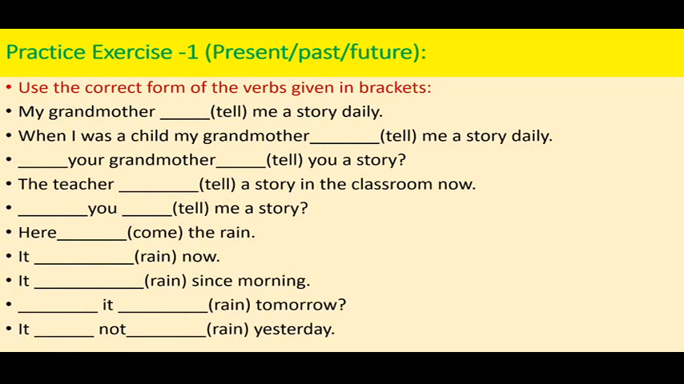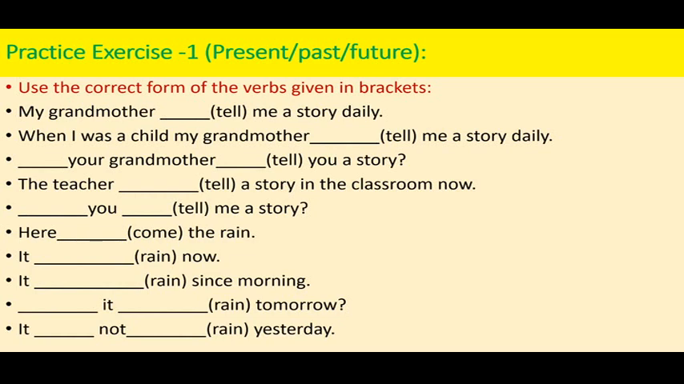The teacher dash a story in the classroom. Now, here again we have the verb tell. Dash you dash me a story? It is the question form because we have a question mark in the end and the verb here is tell. And you have to decide which auxiliary will also be used in this sentence. Next sentence. Here dash the rain. The verb in the bracket is come.